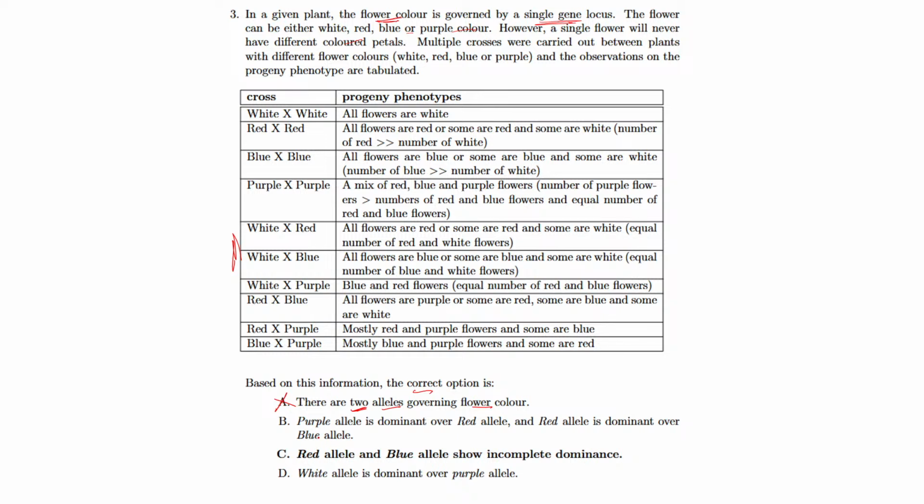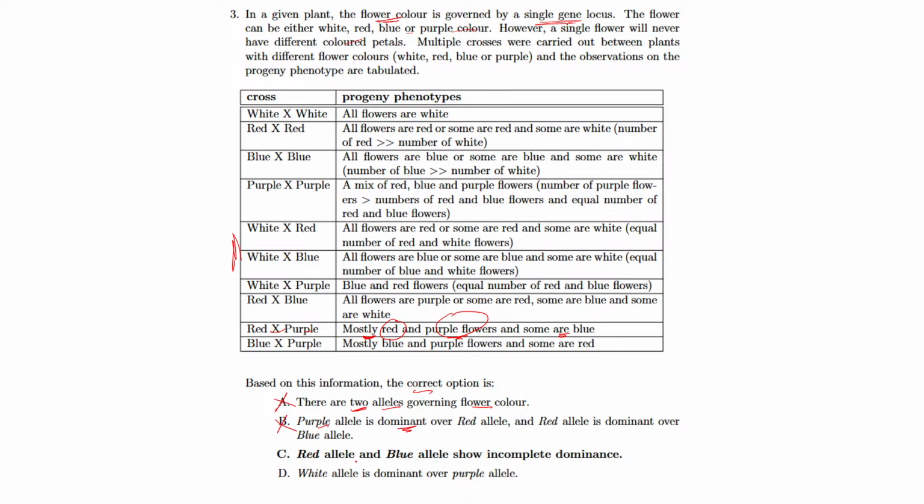The second option says that the purple allele is dominant over the red allele, and red allele is dominant over the blue allele. So this we can check over here in the cross of red with purple, where it says mostly red and purple flowers and some are blue flowers. So we cannot directly say that purple is dominant or recessive over red color. They may be incompletely dominant over each other. So this option gets eliminated.